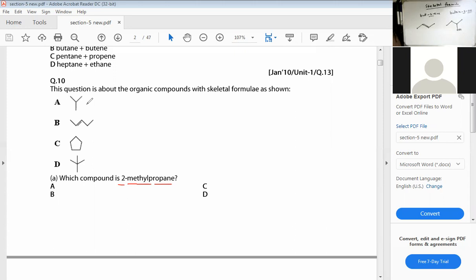What is the name of A? Look at 1 carbon, 2 carbon, 3 carbon, right? This is the main chain. So 3 carbons in the long chain, and there is a branch, right? The branch is a methyl. So it should be 2-methyl propane. Propane is this one, right? Yes. Okay. 2-methyl propane. Look at 1, 2, 3. So 3 carbons in the long chain, there is propane, and at the 2 number carbon, there is a methyl group. So A is 2-methyl propane.